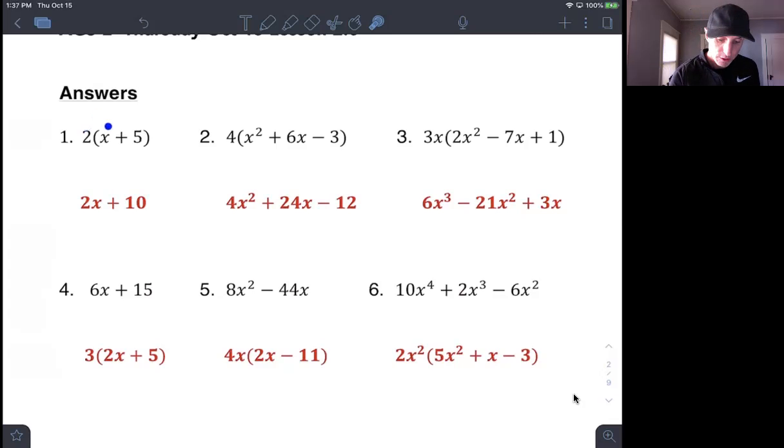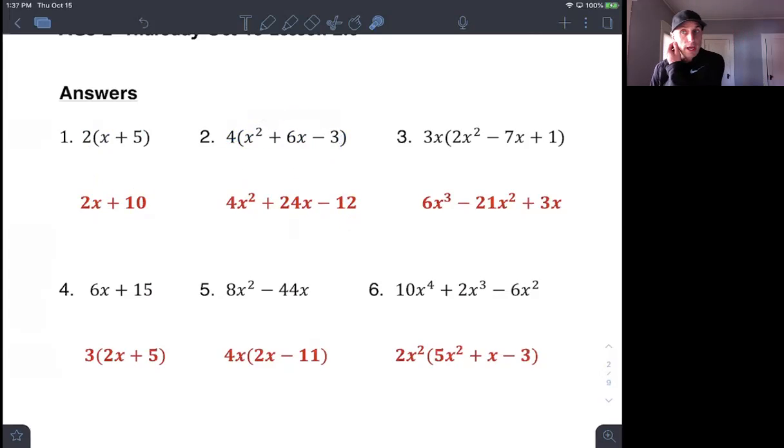We're distributing the 2, we're passing it out to this x, and 2 times x gives you 2x, and then 2 times 5 gives you 10. So you just do 2 separate sub-problems. Okay, same thing with this one. You distribute the 4 into the parentheses, so it's 3 problems. It's going to be 4 times x squared, which is 4x squared, 4 times 6x, which gives you 4 times 6 is 24, and it still has the x, and 4 times 3 gives you negative 12.